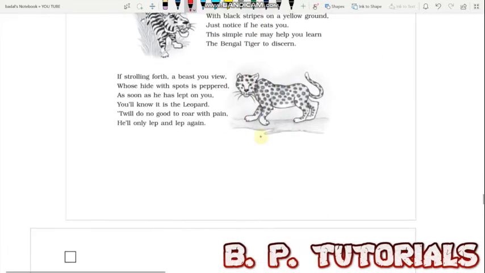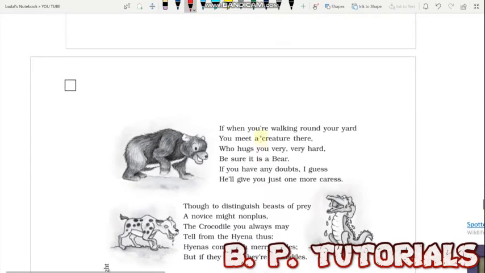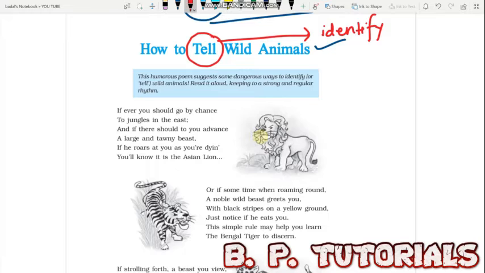Here we have the author's name at the bottom. This is Carolyn Wells. Carolyn Wells, the poet, has in a very humorous way told us how to identify wild animals. Of course, there is a sense of euphemism, where harsh things are spoken in a very pleasant and agreeable way. Here we shall find different animals, all wild and dangerous, except the last one, the chameleon. All the other dangerous animals are presented in a very positive and funny way, though your way of identifying those animals will be pathetic and dangerous, because you will be identifying each animal while dying. This is not a good idea, of course, but what to do? This is the funny, humorous way the poet has put it.